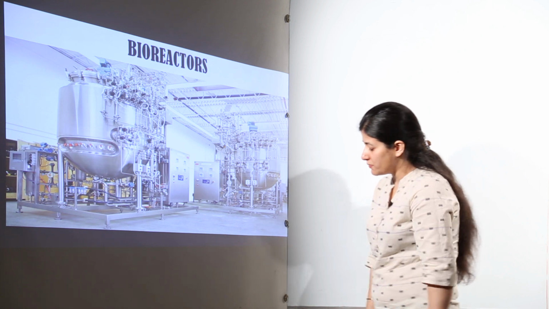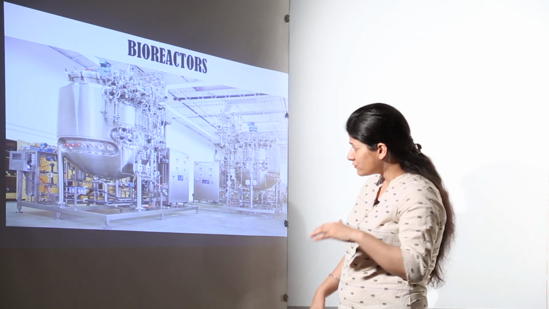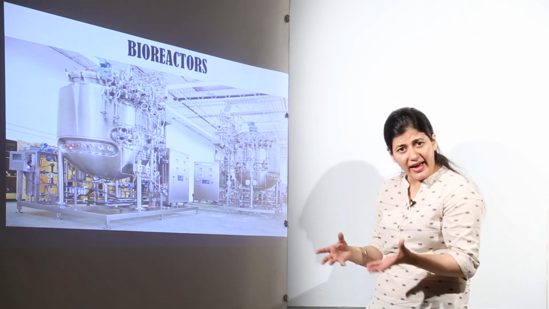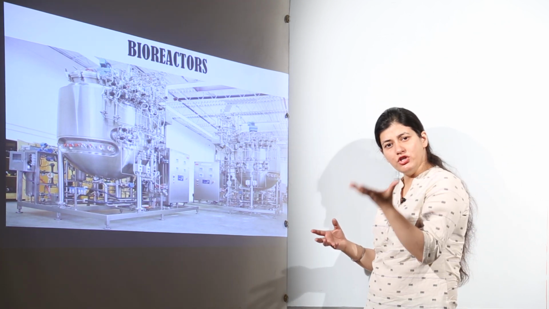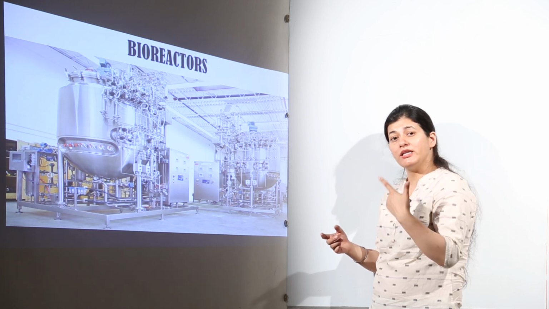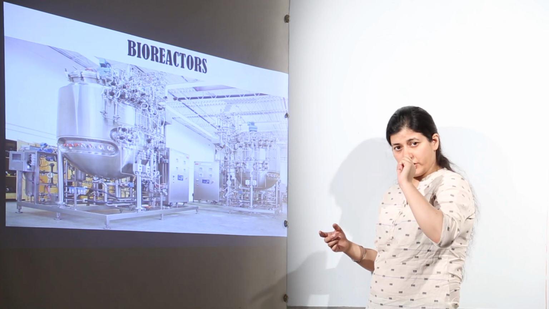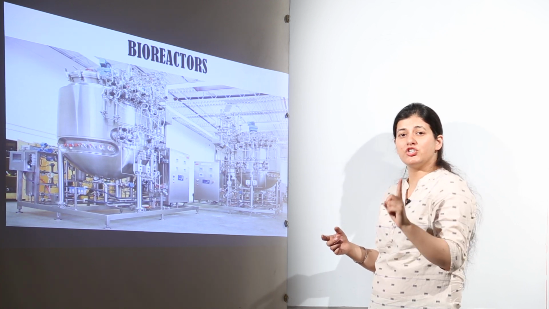This picture shows what a bioreactor looks like. There are two types of bioreactors that we have. Certainly this is a huge tank inside which you are going to have the nutrient medium supplied continuously. At the same time, because we are dealing with living cells, if they are aerobic, you have to supply oxygen as well. You have to make sure that the conditions are sterile.